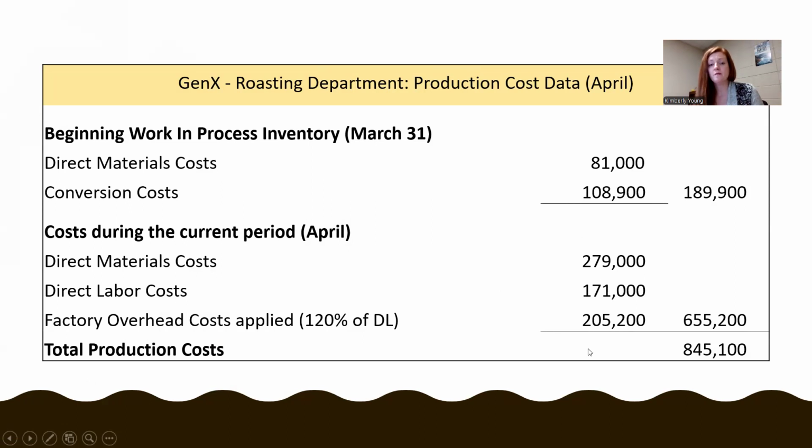So now for the month of April, we have added $655,200 plus what we started with in work in process. So total production for the month of April has cost us $845,000. Wow, that's a lot.